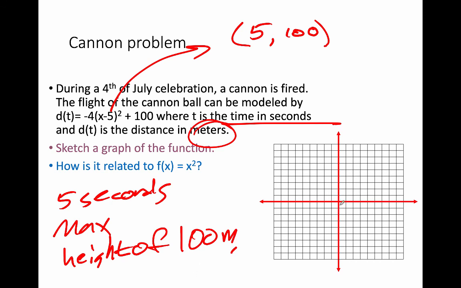This wouldn't work on this type of graph. You should have a graph that goes kind of like this. Here's your 5 seconds and 100. You're going to go up. You're going to come down.